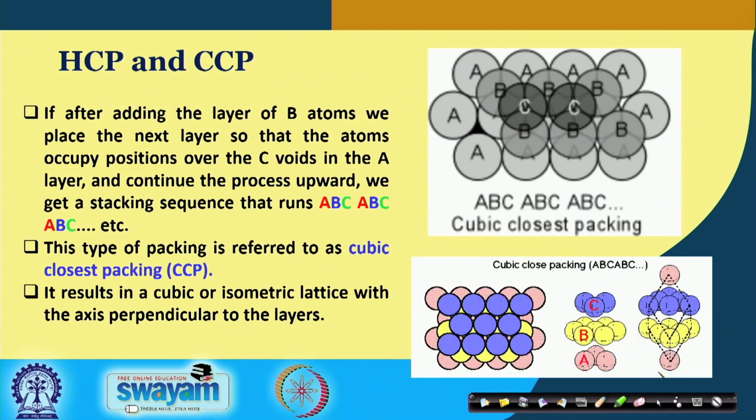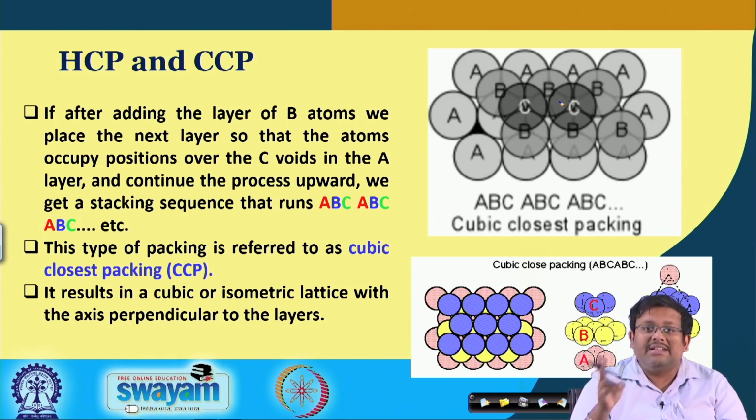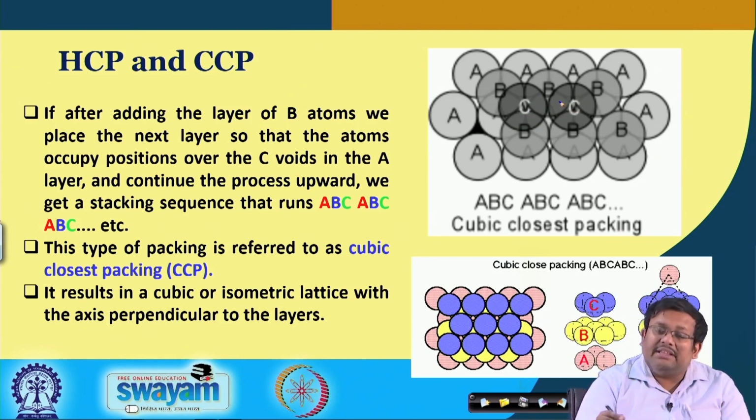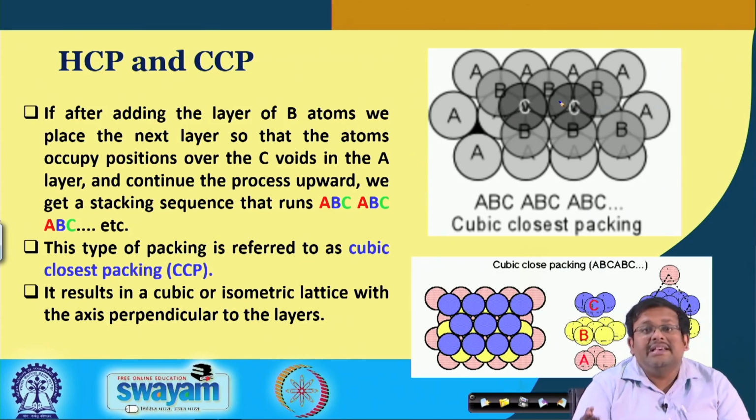Now, let us consider the second scenario. So, first we had these A layers and then we add these B layers on top of the B voids. If after adding the layer of B atoms, we place the next layer so that the atoms occupy the position over the C voids. So, there are two types of void, B void and C void. The second layer is placed over the B voids and the third layer is placed over the C voids, and continuing the process upwards, we get a stacking sequence that runs ABC, ABC, ABC.